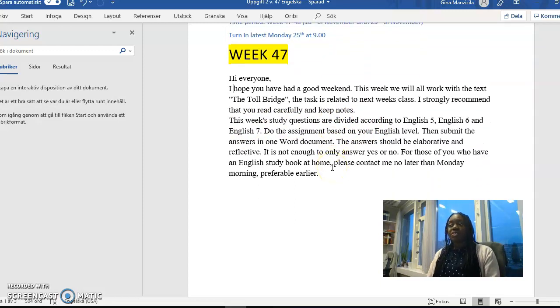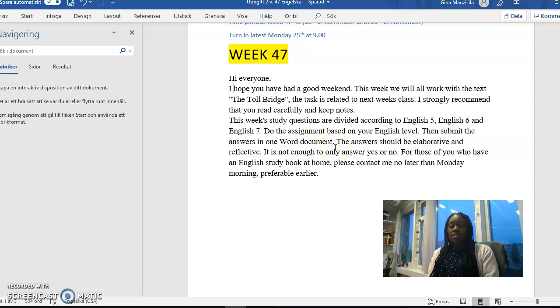The week study questions are divided according to 3 different categories: English 5, English 6, and English 7. You are asked to do the assignment based on your English level, and you are also asked to submit your answers in one Word document.